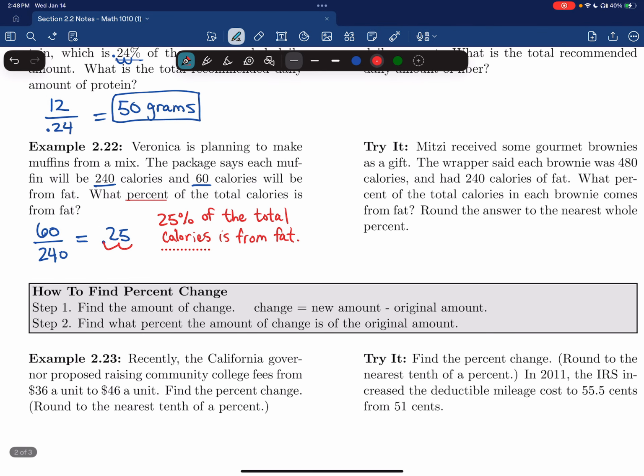Great. Here is just a two-step process for how to find percent change. Step 1 says find the amount of change. Now, the amount of change is the new amount minus the original amount. Step 2, find what percent of the amount change is of the original amount. Let's try a couple of these problems.